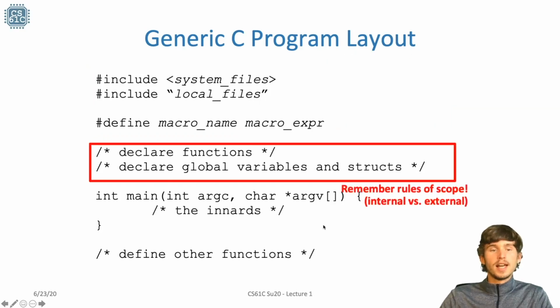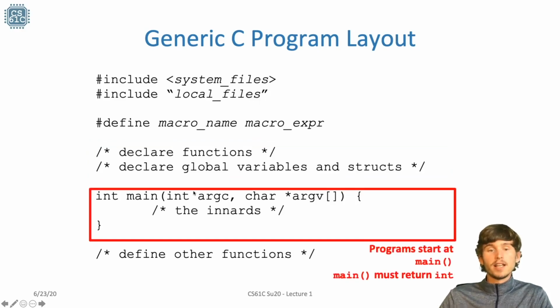We also have possibly some functions that we want to declare, or some global variables or global structures. Remember that a function needs to have something declared before it is able to use it. So you might want to put function prototypes up here. Otherwise, a function that might be down below, when it's called, will actually know what that function requires to execute. Finally, programs that are executable must start at main.